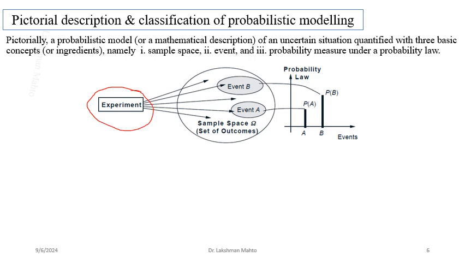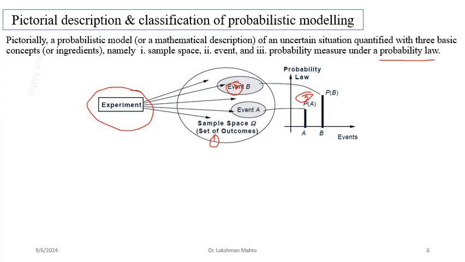Here, the experiment by default is a random experiment. In this random experiment, you come up with a sample space as the first ingredient or first basic concept. The second one is the event, and the third one is the probability measure, P of A, as written here. Now you will talk about computation of the probability measure. You compute it through a law, and if you are unable to digest this probability law, don't worry about that.